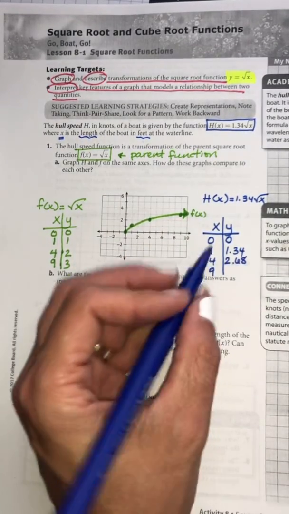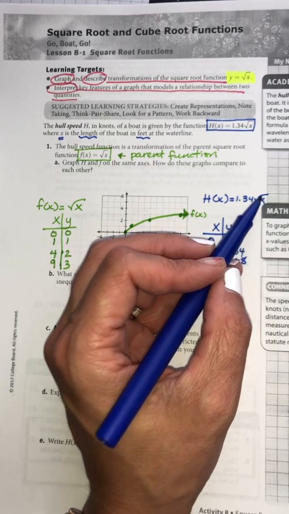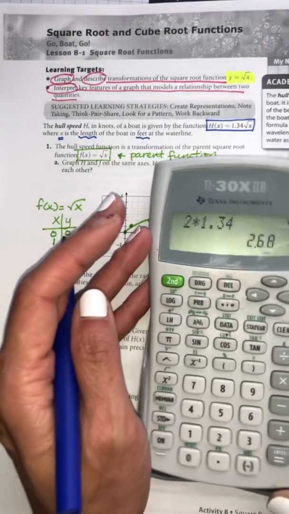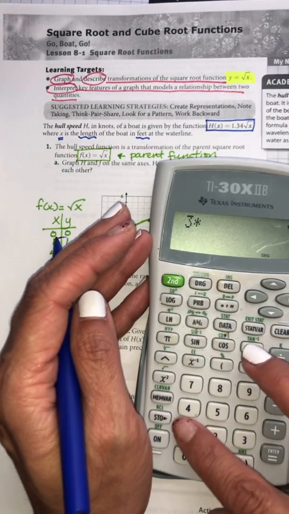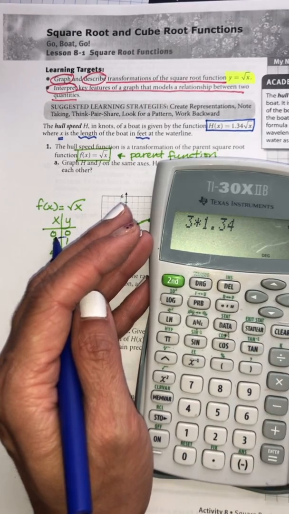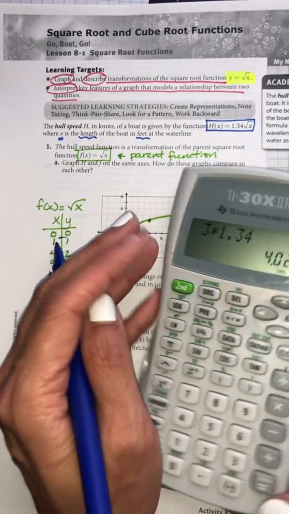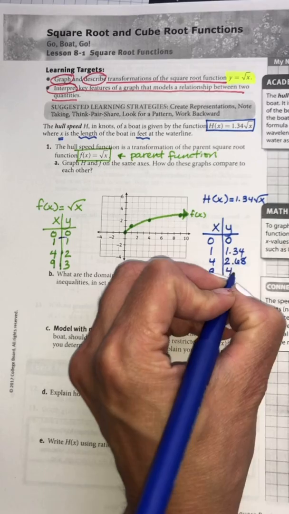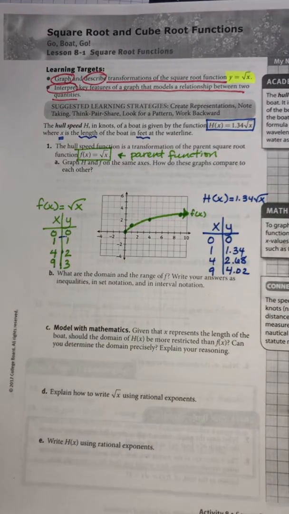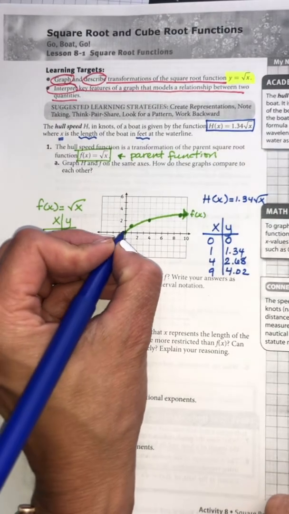And then when I plug in a 9, the square root of 9 is 3, and then I'll have 3 times 1.34, which is 4.02. So when we graph these, obviously it's an estimate. It's not going to be exact because I have decimals there, but that's okay. A graph is an estimate anyway. It's not going to be perfect.